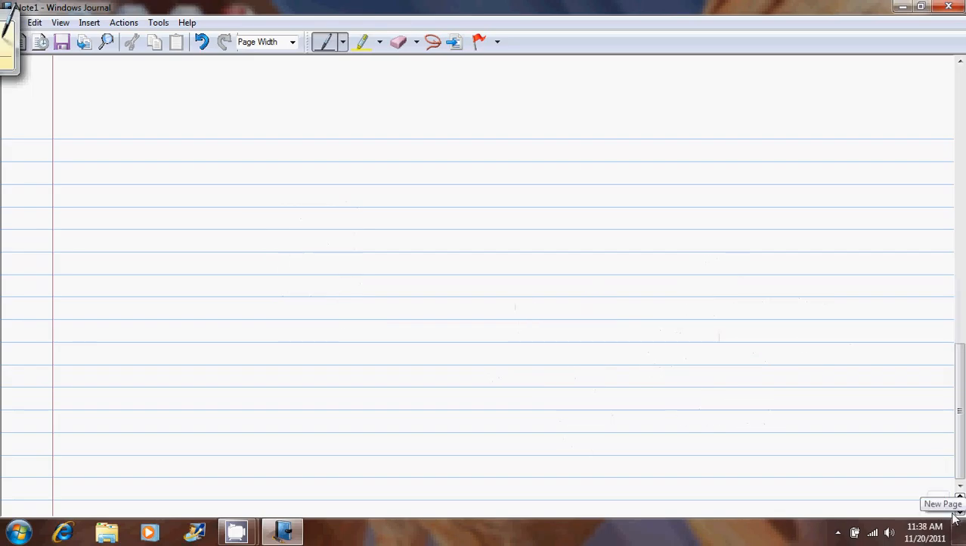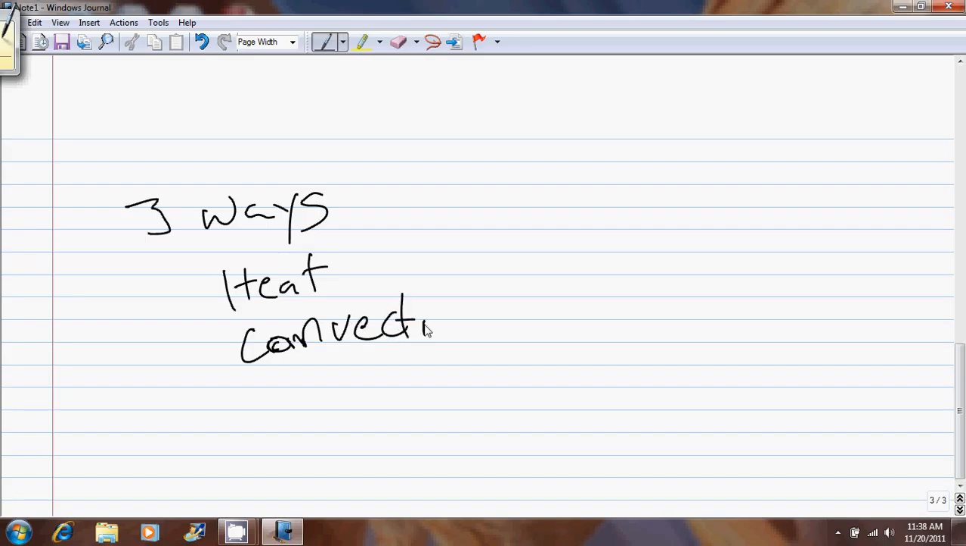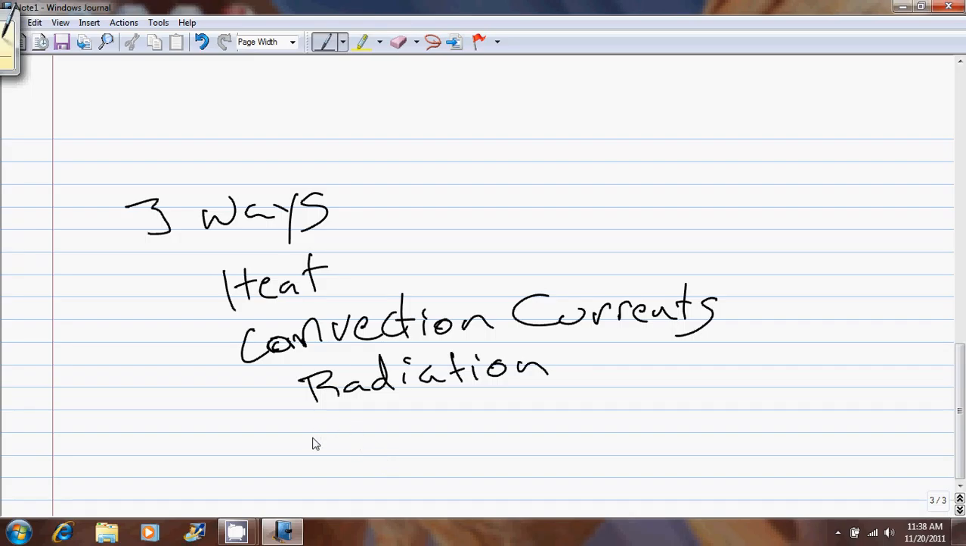So we're thinking of the three ways, and we talked about this at the beginning of the year, the three ways that heat can be transferred. There's convection currents. You can also have radiation. And the last one is conduction. And remember, conduction is through touch, and radiation is through empty space, like the sun's heat travels through space, there's nothing that's passed through.